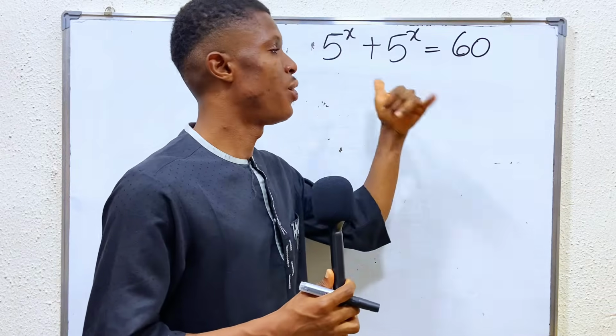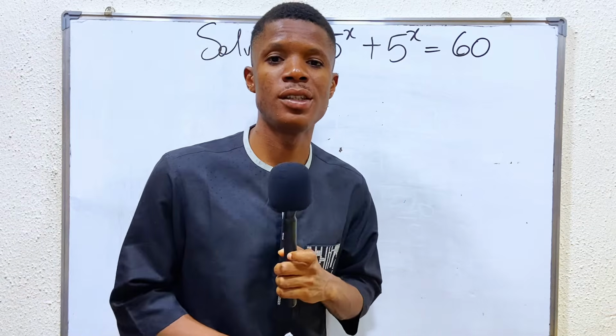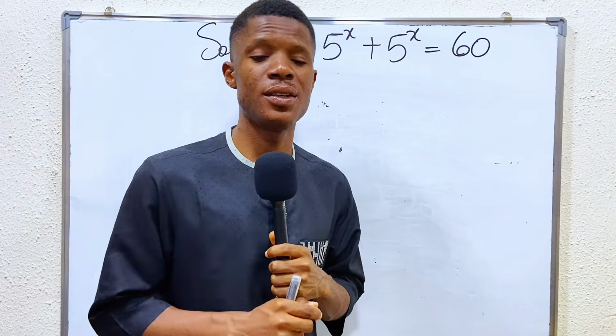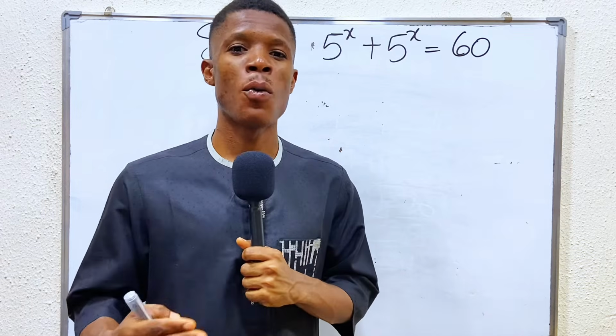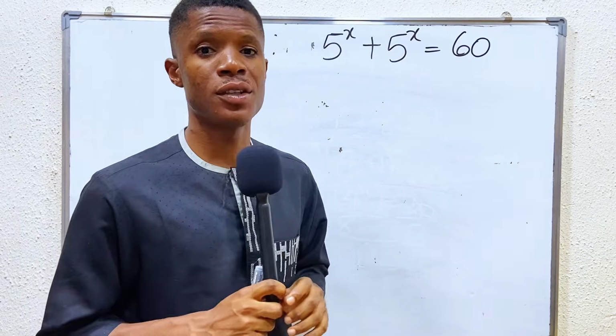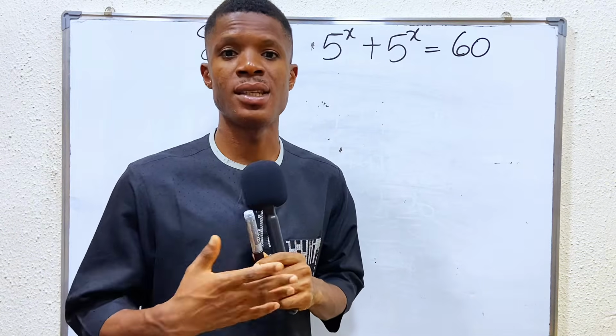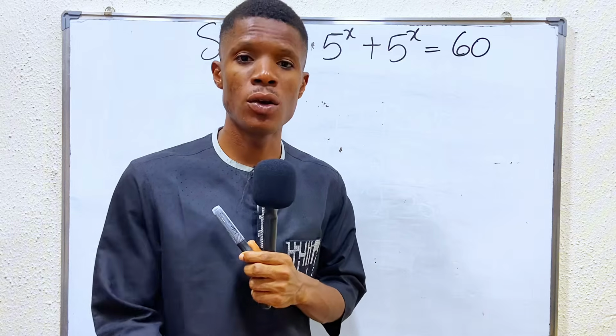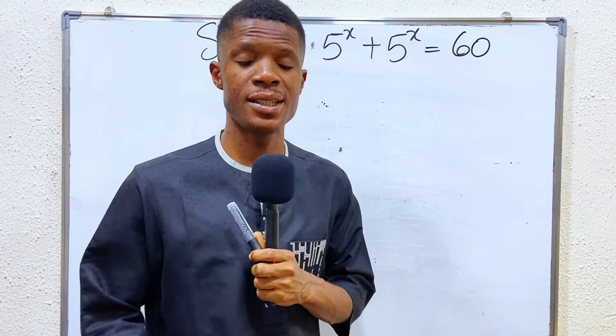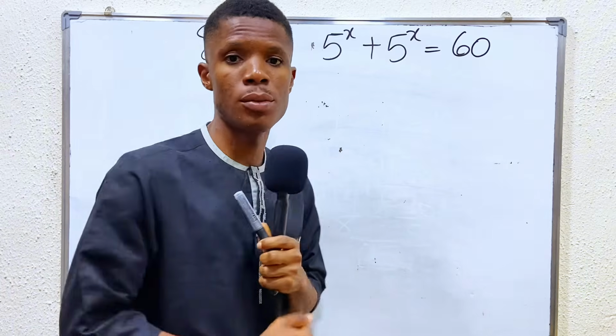Can you solve this Olympiad math question on the board? If you think you can, pause the video and make a guess. Our question today says that we should solve for the value of x in 5^x + 5^x = 60. Our goal here is to find the value of x that will satisfy the equation on the board.